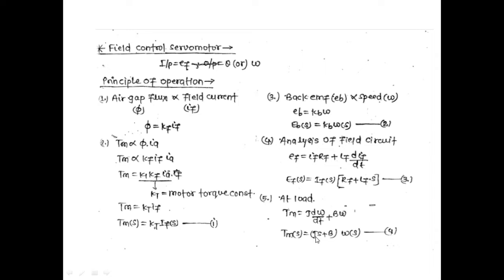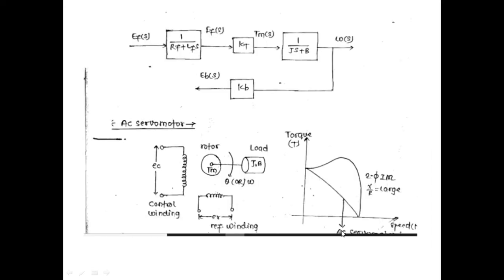There is no need to explain why this J into s came, because J into d omega by dt has been converted into Laplace domain. So it becomes J into s into omega of s. We have taken omega of s constant. So now let us develop the block diagram.